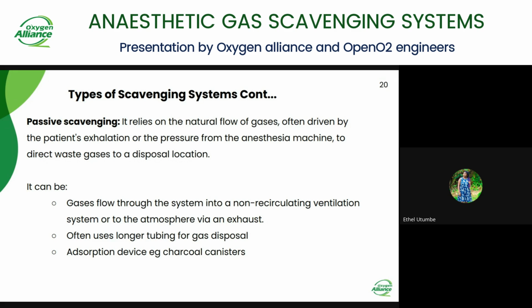And also I have an absorption device, e.g. charcoal canisters. These charcoal canisters absorb the halogenated gases, but they don't absorb nitrous oxide. So mainly this system is used for the halogenated gases. So let's move on to the next slide.